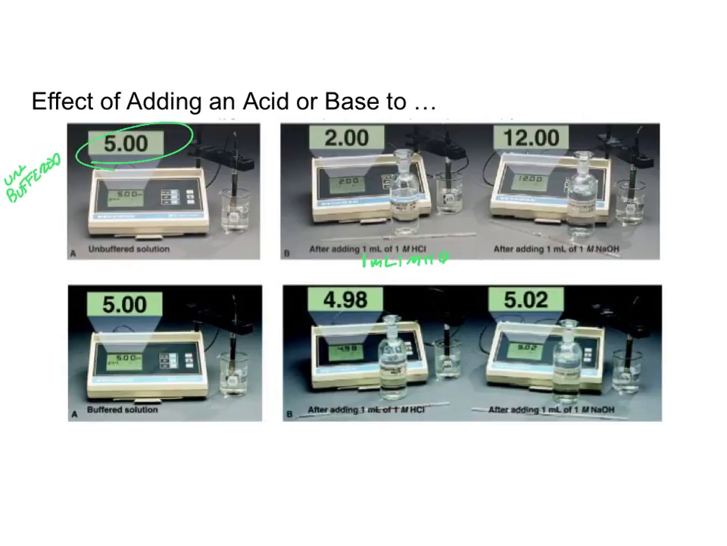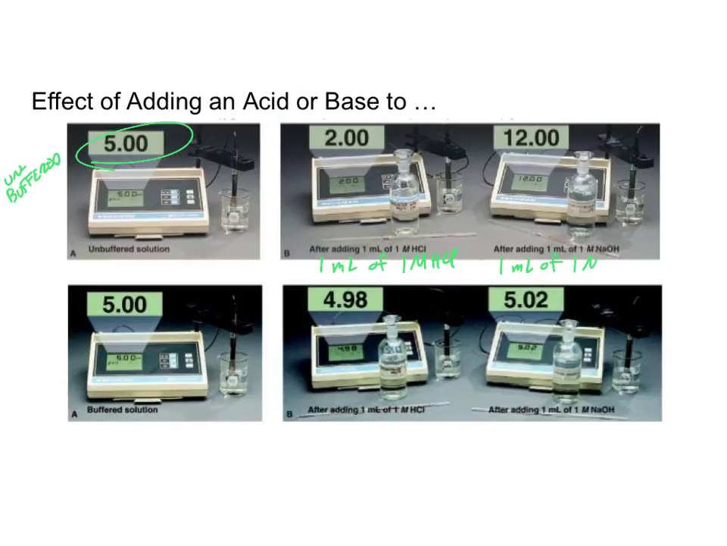What does that say? 1 milliliter of 1 molar. Yes, it says 1 milliliter of 1 molar HCl.